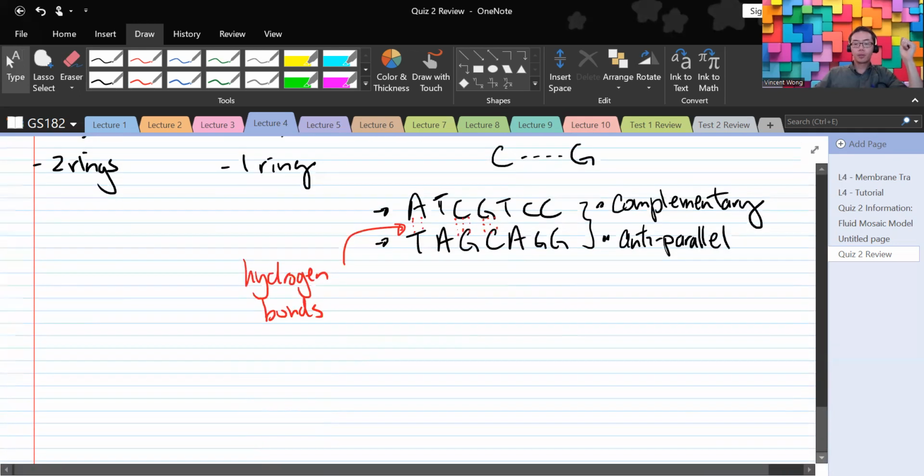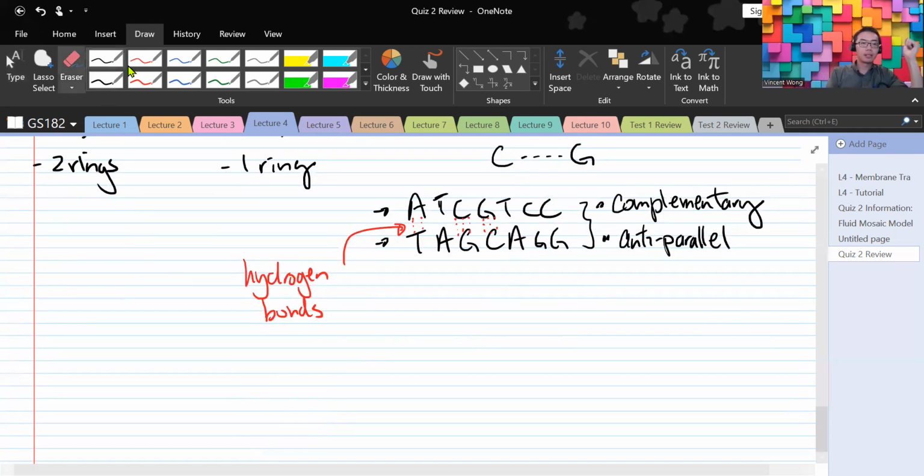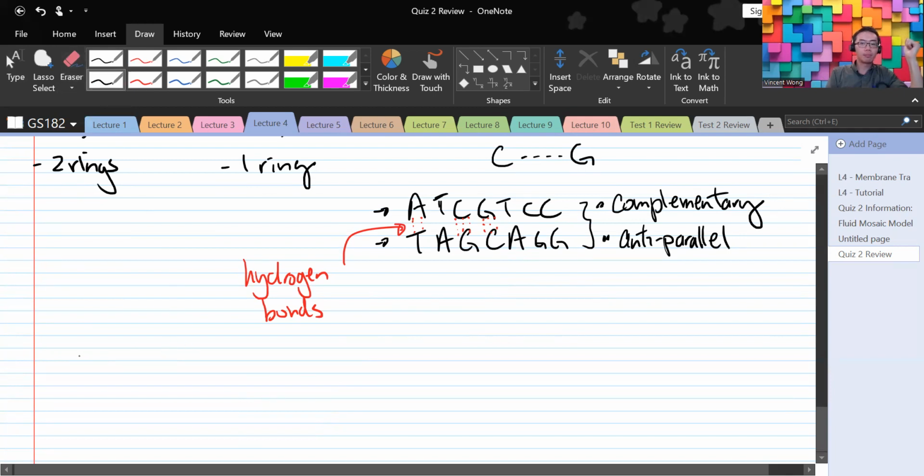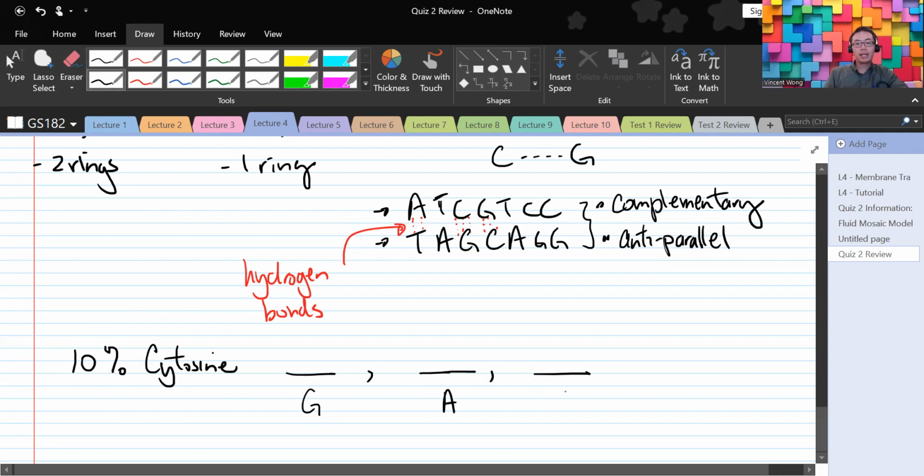Actually, we did a little calculation in class as well, so we should do a sample calculation. Let's say there is 25%. Actually, 25 might not be a good number. Let's say we have 10% cytosine. How can we calculate the rest of it? I'll give you a moment to try to do that. Figure out the percentage of G, A, and T, and then we're going to take it up in a bit.